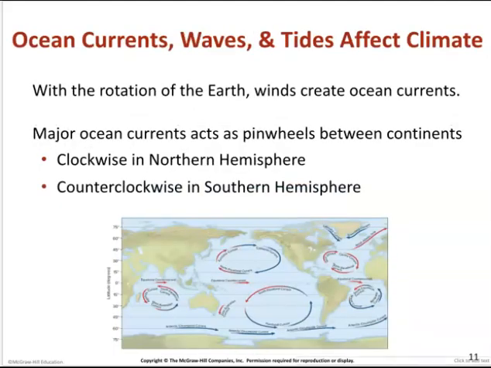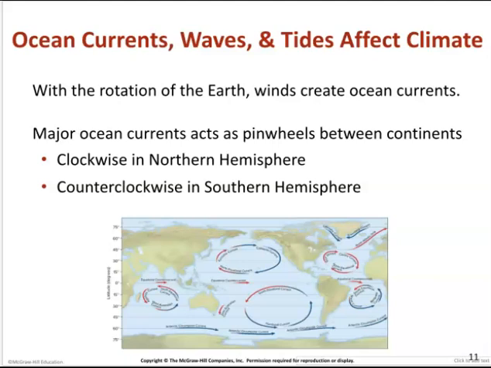Another thing that affects climate are ocean currents. And so the way that the water moves is based on the different rotation of the earth. This also creates wind. The wind also contributes to the ocean currents, and winds create little ripples in the water, and that's going to create waves as well. And we also have to look at the effect of tides going in and out.